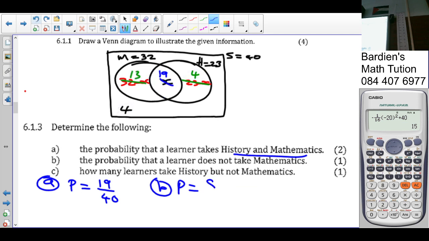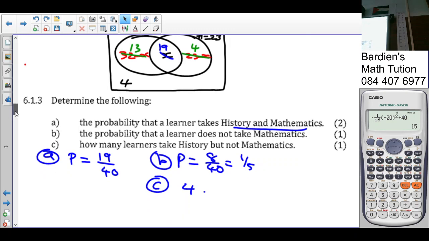Okay. So it's 8 out of 40, which is 1 out of 5. Is that correct? Let's look at C. How many learners take history but not mathematics? History but not mathematics is 4. Remember, they say how many. So how many is the number.